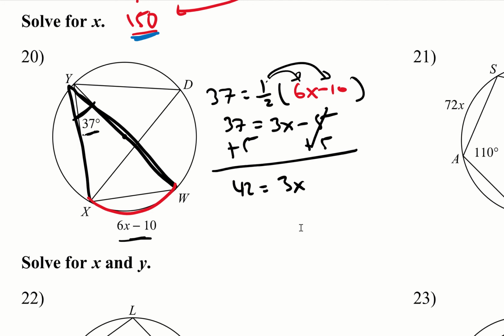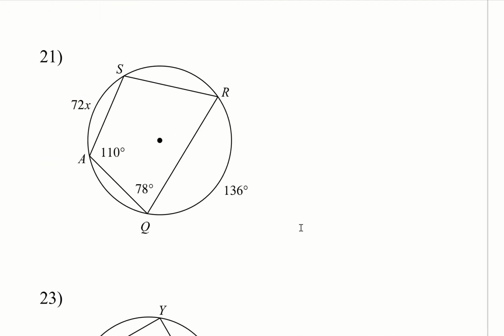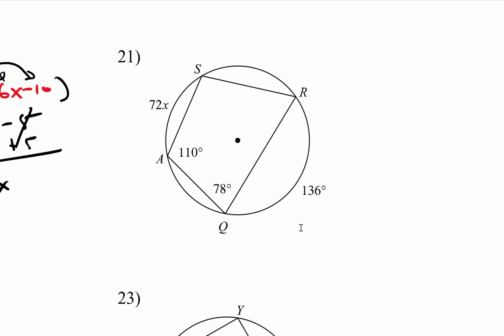All right, and I'll leave it to you guys to finish up that problem. All right, for number 21, we've got another inscribed quadrilateral like number 19. And so we're going to solve for x here.